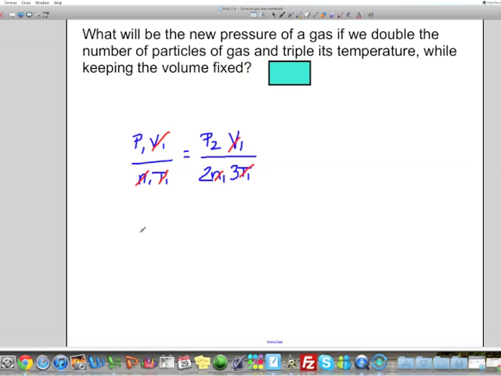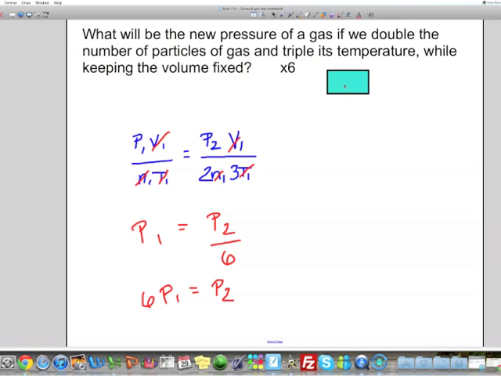So what am I really left with? I'm left with P1 on this side is equal to P2 over 2 times 3, which is 6, or if I rearrange, 6 times P1 is equal to P2. So my pressure got multiplied by 6, right? So it's 6 times bigger. So P2 is 6 times bigger than P1. So there you go. Now, if you wanted, what you could do is assign a value to P1. Let's say you say it's 100 kilopascal. You'll look for P2, obviously.